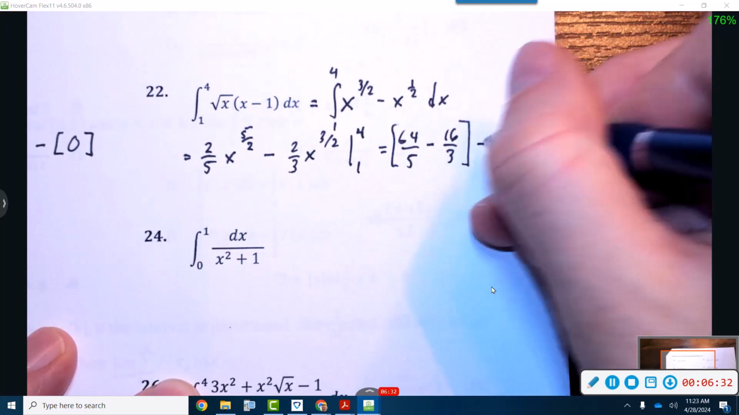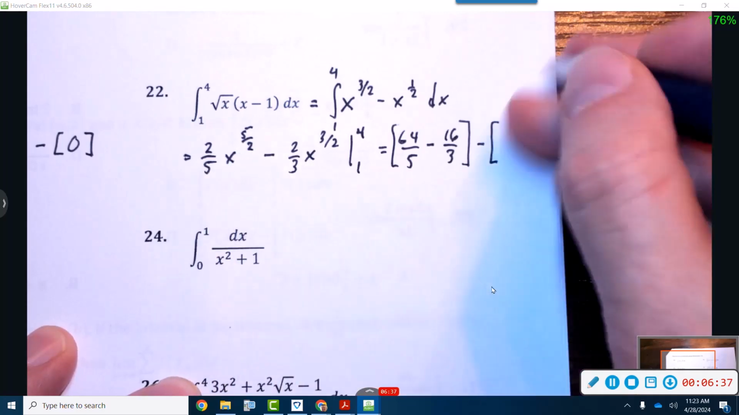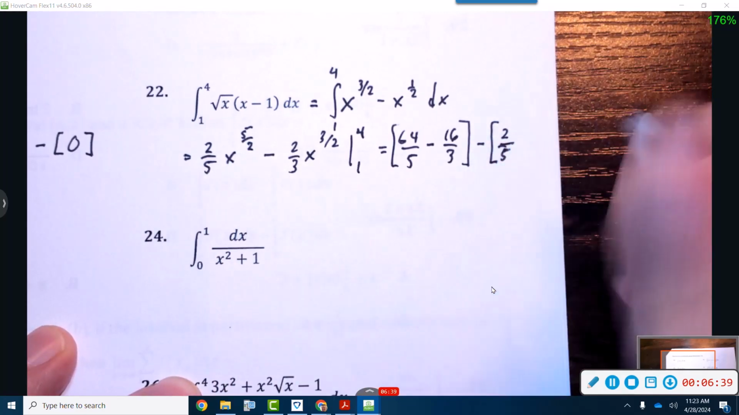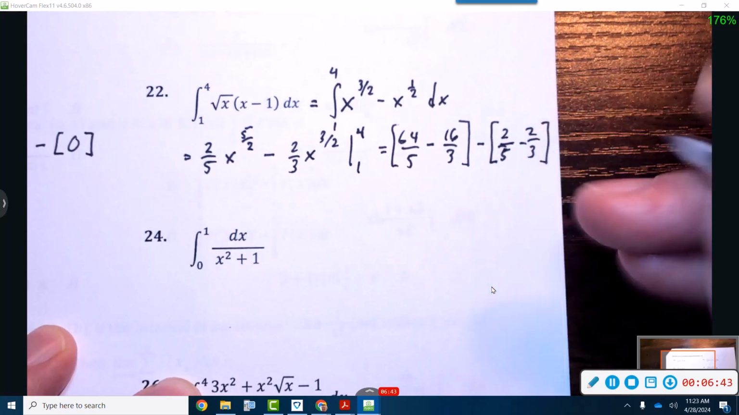All right, minus, and then we got 1 goes in here. That's going to be 1. That's 2/5. Minus 1 minus 2/3. Ugh.